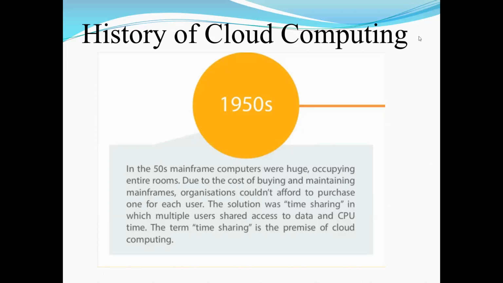So our first bit is the history of cloud computing. What is exactly cloud computing that we have seen? It is the on-demand availability of computer system resources, especially the data storage in the form of cloud, so we can call it cloud storage, and computing power without direct active management by the user. Large clouds often have functions distributed over multiple locations.